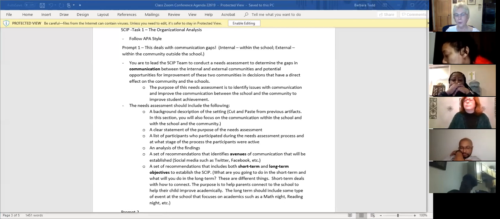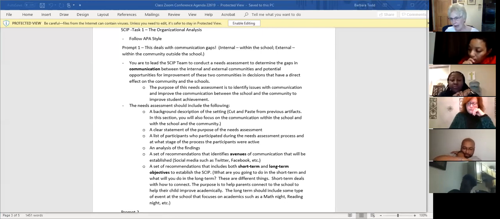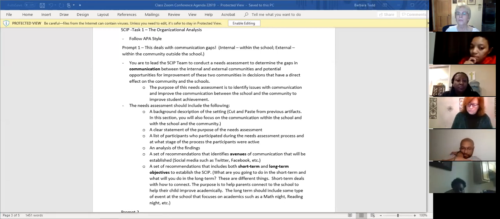So for prompt 1, you'll have the description of the setting. Now, you've already done that, so you can cut and paste. A lot of this, if you've already done it, you cut and paste. The needs assessment, again, is just on gaps in communication, and it's between internal and external communities. And then you have how you're going to communicate, and then what you're going to do in the short term, and what you're going to do in the long term. And that long-term thing, he wants to be something that you have at your school that gets the parents to come in.